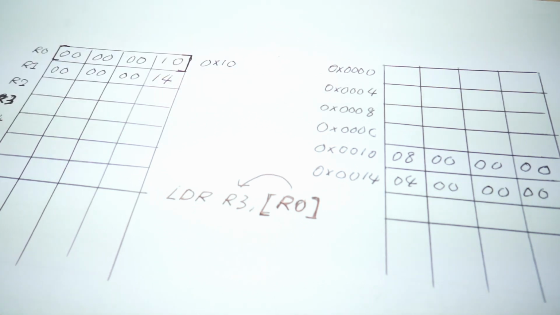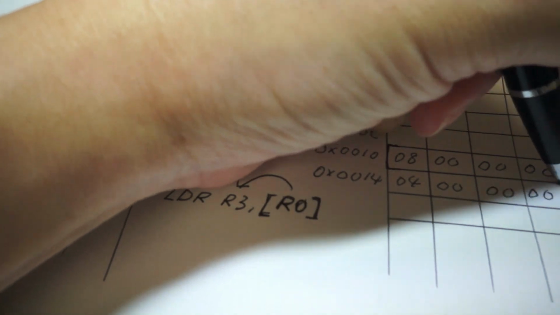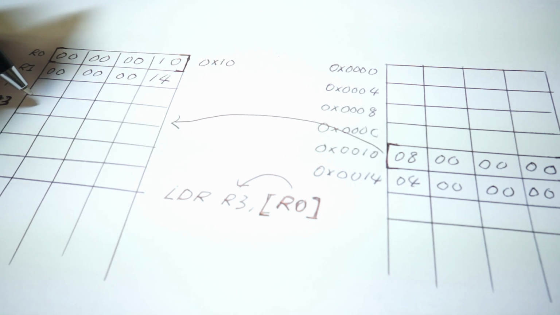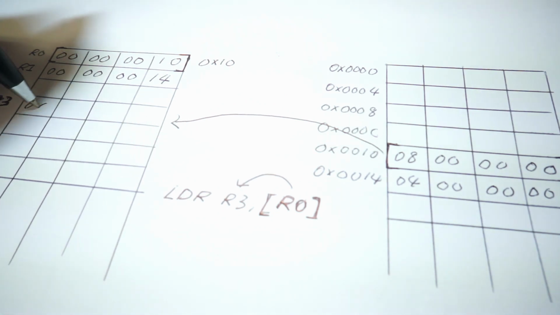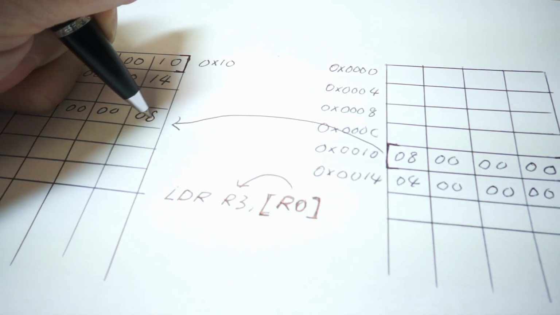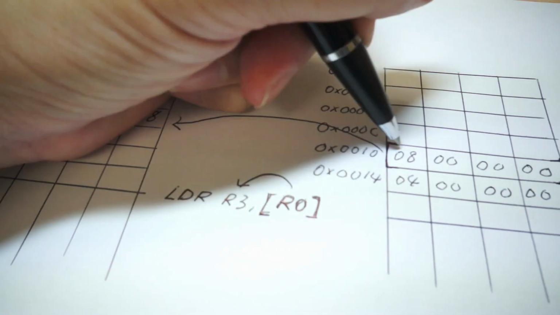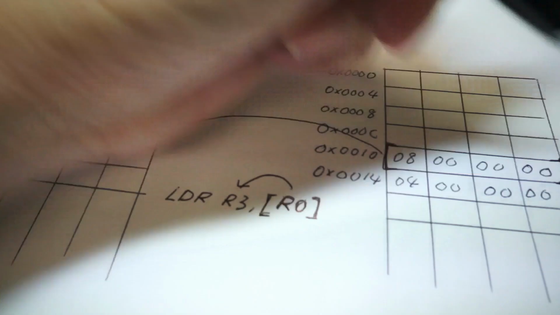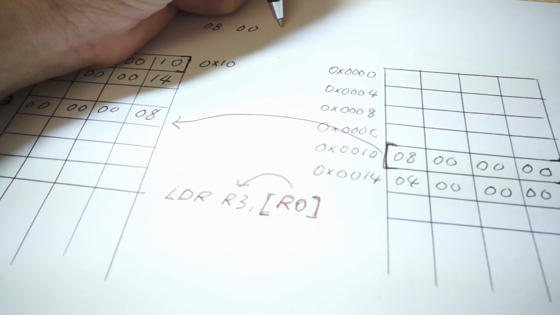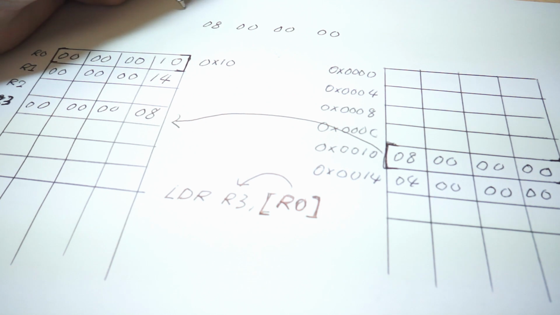So if we look into the memory address of 10 and then move its content to the destination, which is R3, finally R3 will be replaced by the value of 00000008. Now, this is the interesting part. The value that was found from the memory address 10 is actually 08, 00, 00, and 00.